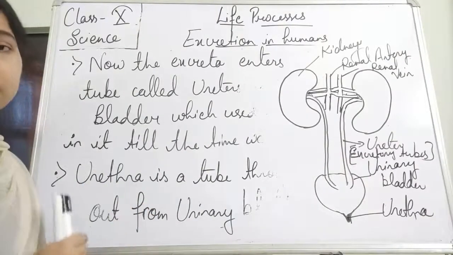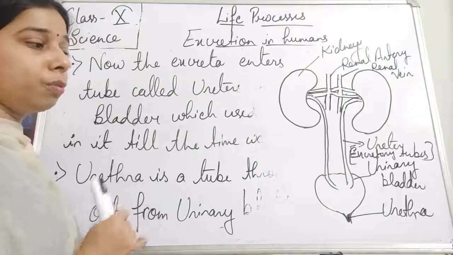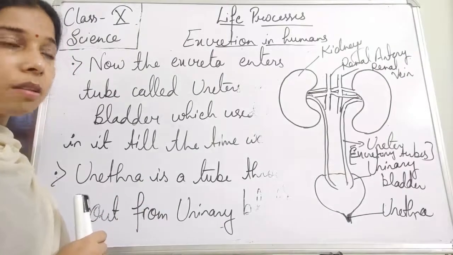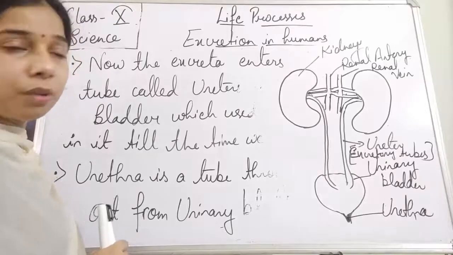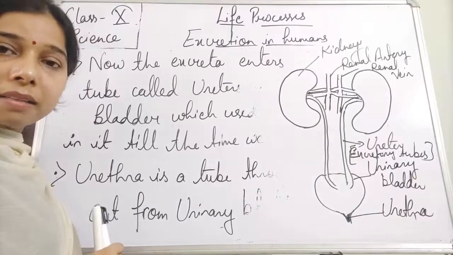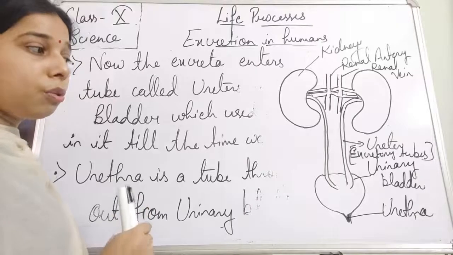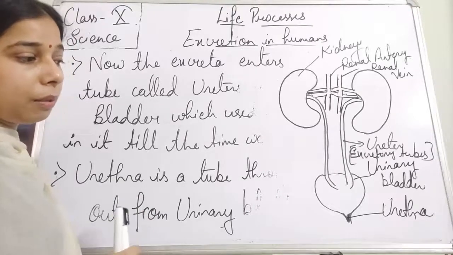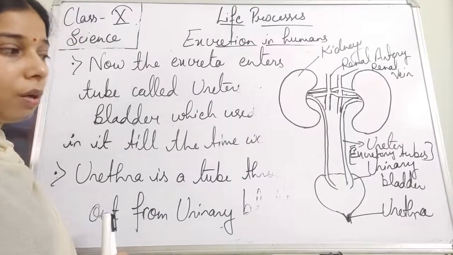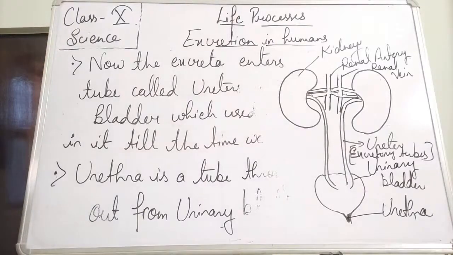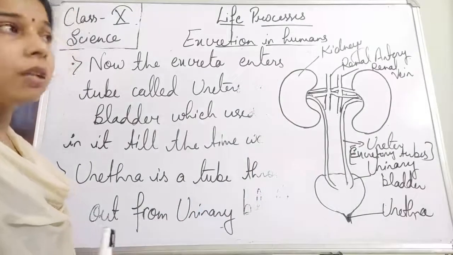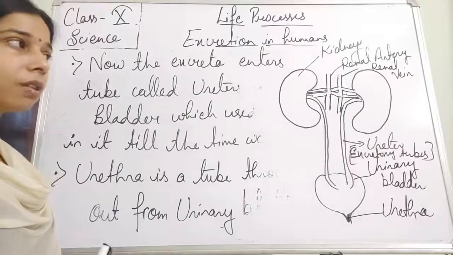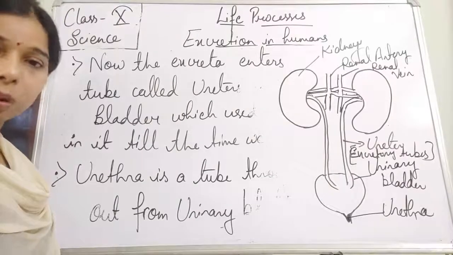What is the urethra? The urethra is actually a tube, and its role is that with the help of the urethra only, urine passes out. So urine passes out of the urinary bladder with the help of the urethra. The urinary bladder stores the urine, and through the urethra it comes out. This is how the excretory system of our body works.